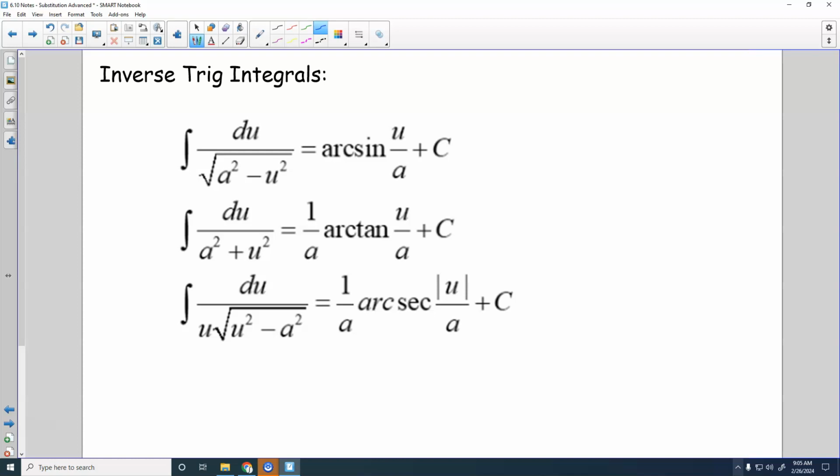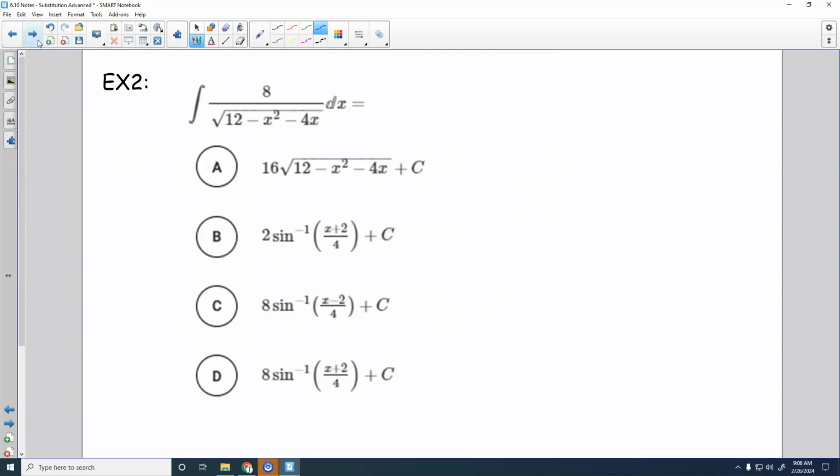Alright, so these will stay up here on the board for you. You will have them to use. They're more difficult. The really difficult thing about these is recognizing that that's what you need to use. So here is an example of something that we may see.